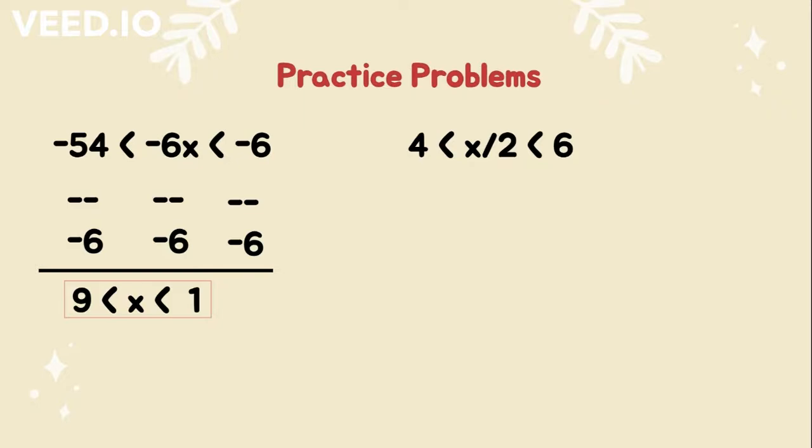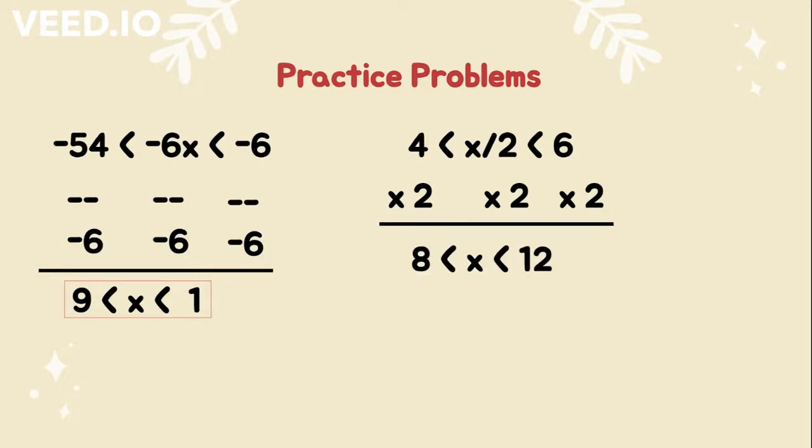The last question is 4 < x/2, which means that x is getting divided by 2, < 6. Currently, x is getting divided by 2. So instead of dividing, we have to multiply 2 to all of the rest of the numbers. When we do that, you'll get the answer of 8 < x < 12. Since x is alone, you know that that is your final answer.